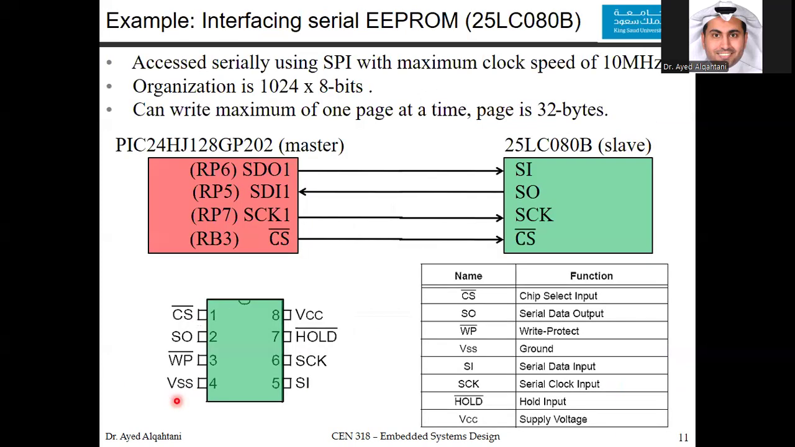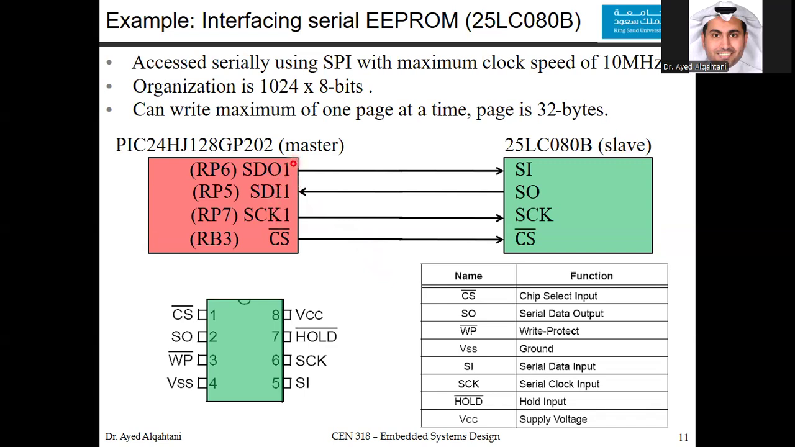This example is interfacing the PIC24 as a master with a serial EEPROM, namely the 25LC080P, which is this one now. It's a serial EEPROM, and it's a slave. If you remember, when we talked about the memory, we detailed the parallel memory to you. And we said that we will push the serial memory or the serial EEPROM to this lecture when we talk about the SPI. And that's what happens here.